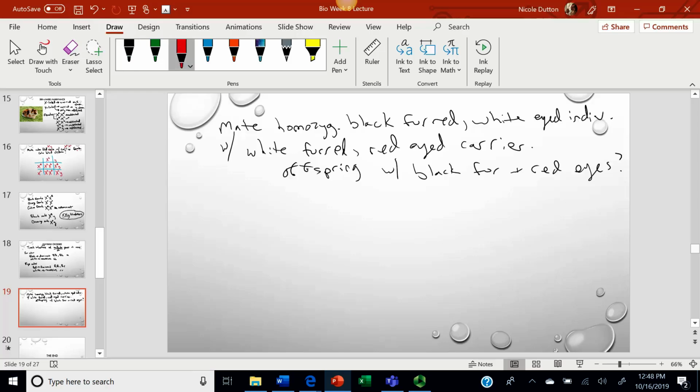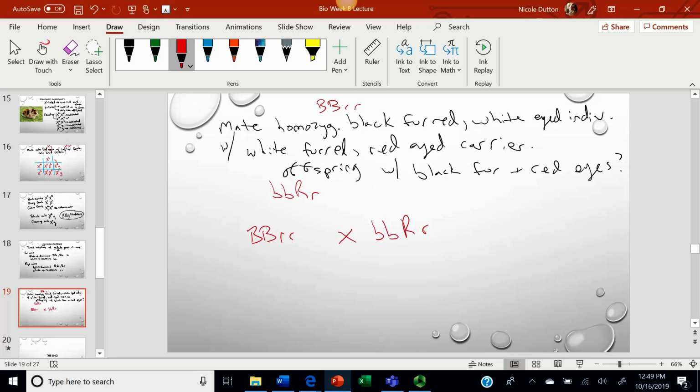So just like all of our other examples, we want to look at the parents and figure out the genotype of the parents. Homozygous black, white-eyed, with a white-furred, red-eyed carrier. So we have big B, big B, little r, little r, times little b, little b, big R, little r.